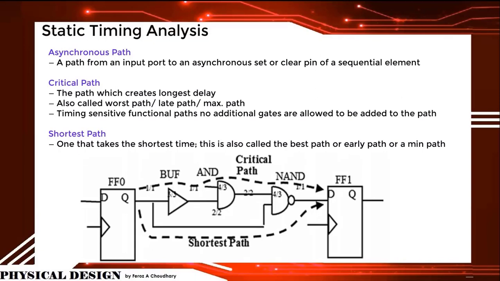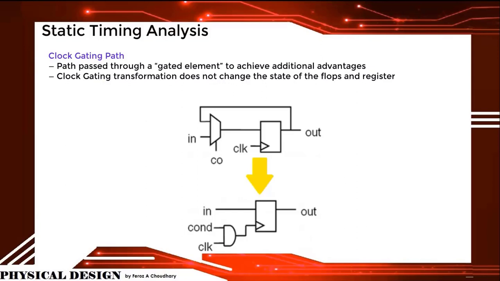Asynchronous path: a path from an input port to an asynchronous set or clear pin of a sequential element. Critical path: the path which creates longest delay, also called worst path, late path, and max path. Timing sensitive functional paths: no additional gates are allowed to be added to the path. Shortest path: one that takes the shortest time. This is also called the best path or early path or a minimum path. Clock gating path: path passed through a gated element to achieve additional advantages. Clock gating transformation does not change the state of the flops and registers.